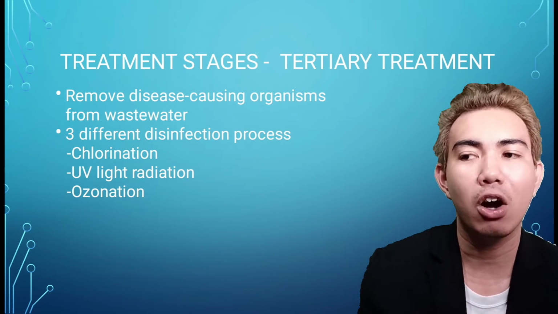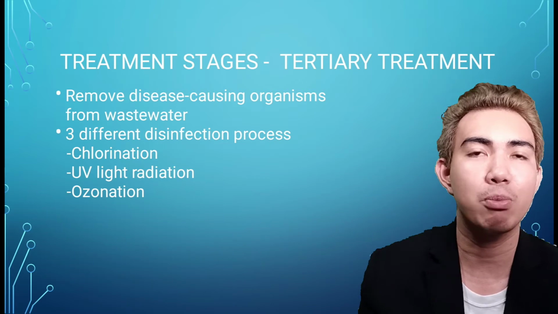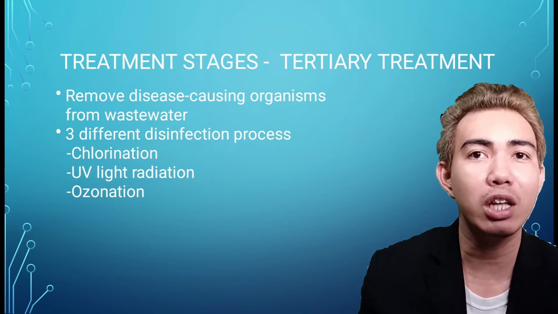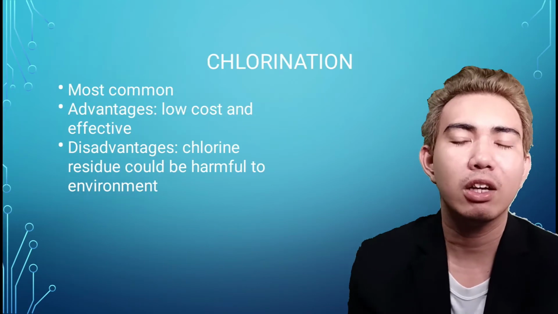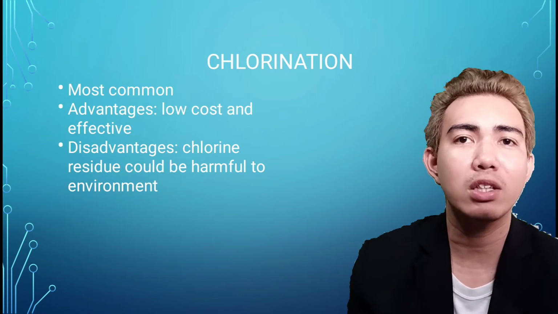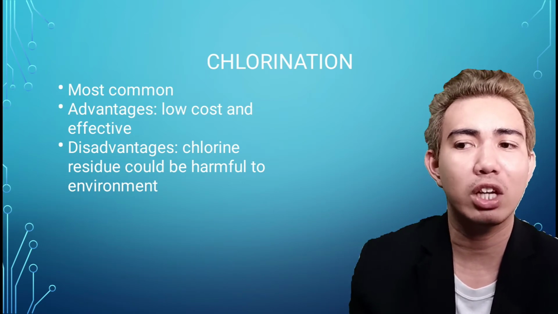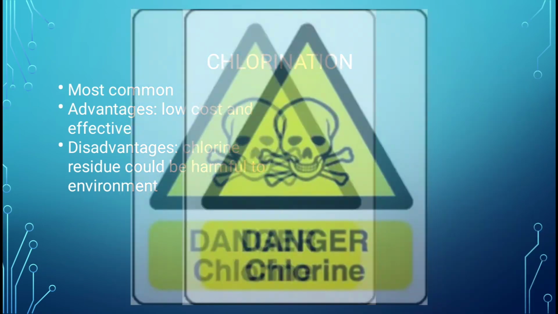Remove disease-causing organisms from wastewater. There are three different disinfection processes: chlorination, UV light radiation, and ozonation. Chlorination is the most common of all. Advantages: low cost and effective. The disadvantages: chlorine residue could be harmful to the environment.